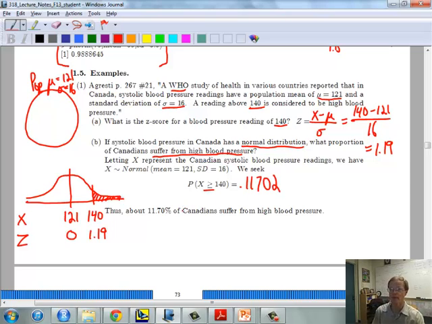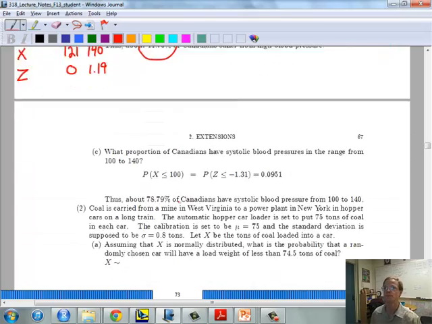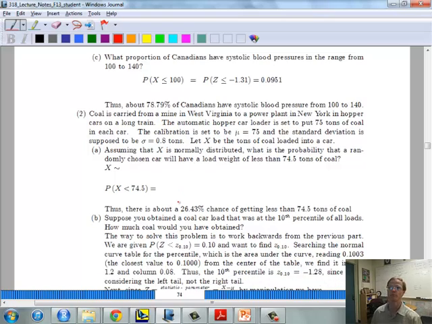So 0.11702. Thus, about 11% of Canadians suffer from high blood pressure. One more example. Oh, one piece before that. What proportion are not classified as high blood pressure, but in the range 100 to 140?